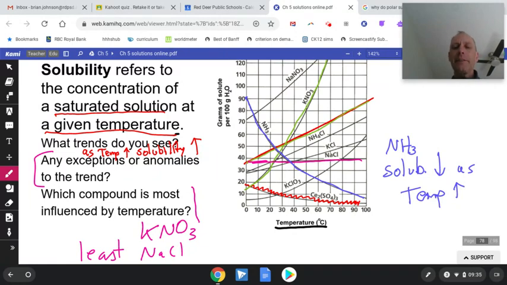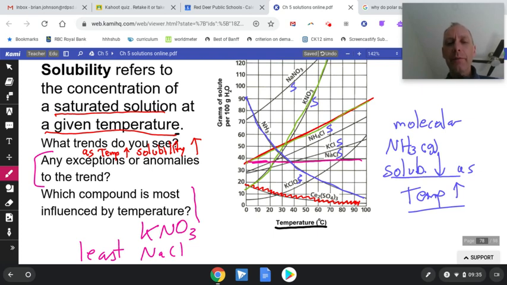So why is that? Well, the trick here is this graph doesn't have states. NH3 is actually a gas, and everything else in here is a solid ionic compound. So these are all ionic compounds which increase solubility with increase in temp. Ammonia is a molecular gas or a molecular compound, and that's why it is the opposite. Okay, and we'll go through that in detail today. So you should be able to look at a solubility curve, look at trends, explain what's going on, the effect of temperature on grams of solute that will dissolve, or solubility.